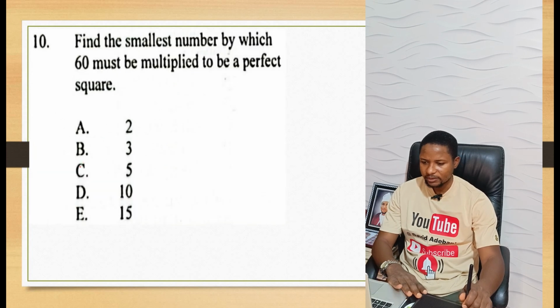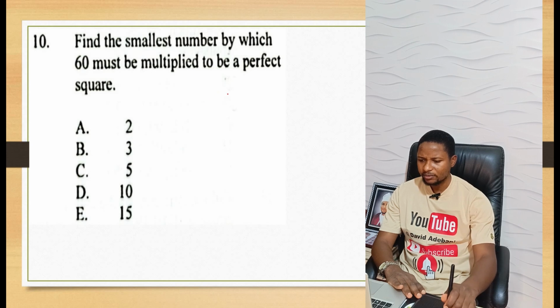Moving on to question 10. Find the smallest number by which 60 must be multiplied to be a perfect square. So all you do with such a question is to divide by prime numbers. That's all. 2 in 60 you have 30. 2 in 30 you have 15. And 3 can go, you have 5. 5 also can go, you have 1.